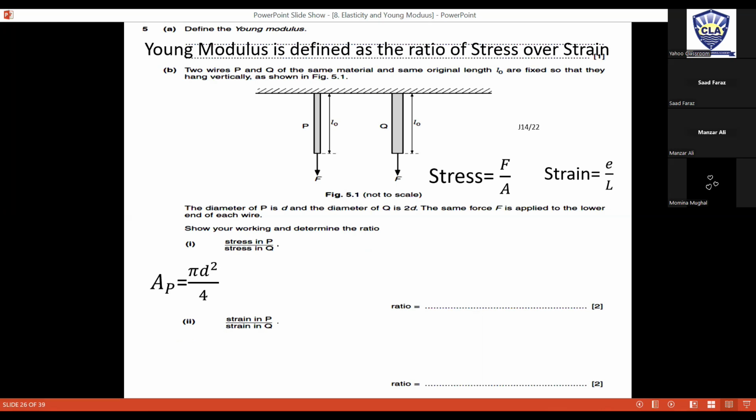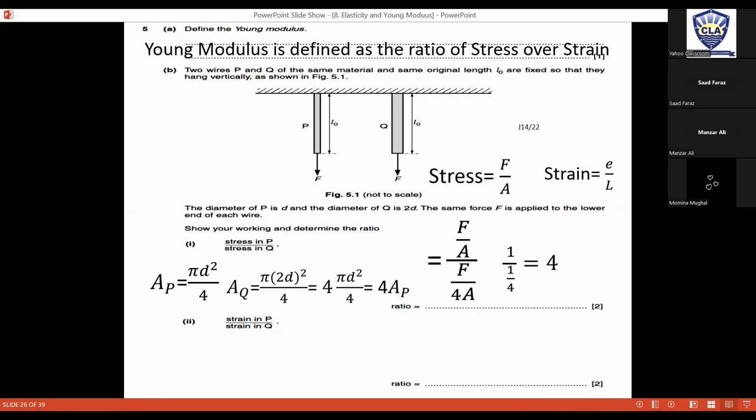Remember that. If diameter is doubled, area will be increased by 4 times. So stress of P will be F over A, whereas stress of Q will be F over 4A. F cancels out, A and A cancels out. 1 divided by 1 by 4 means it is 4.